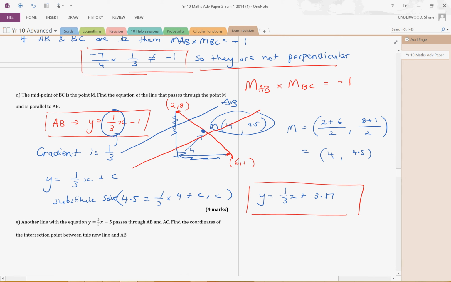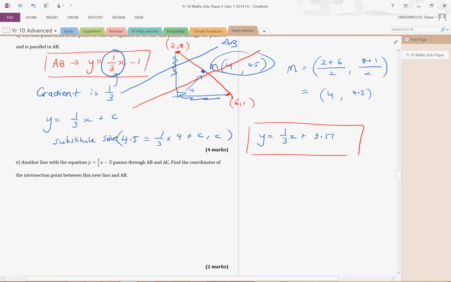So in this case, we knew that if it's parallel to AB, it has the same gradient. You need to recognise that. That will give you a mark. Then from there, we needed to state that we had the equation 1/3 x plus c. We substitute that point, and I solved for c using my calculator, and that gave me an equation of y equals 1/3 x plus 3.17, rounded off to 2 decimal places.